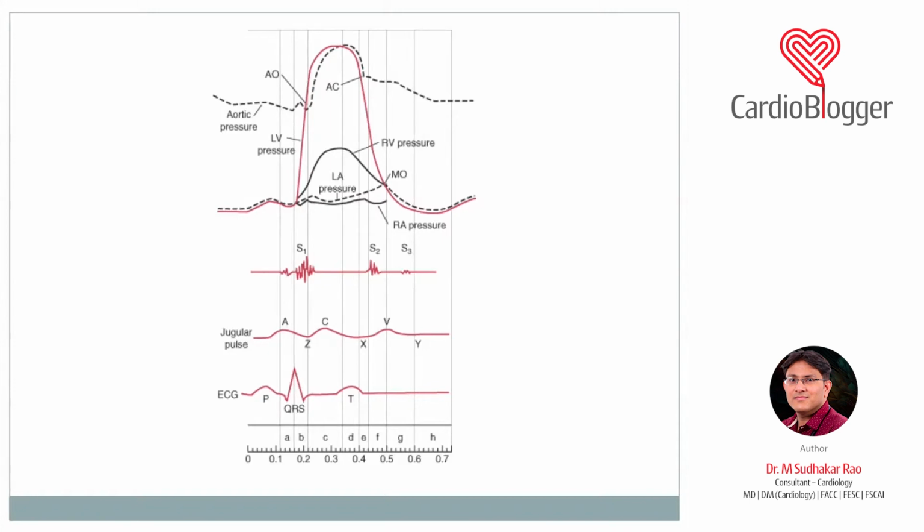We know that the LV systolic pressure is almost the same as the aortic systolic pressure in a normal person, whereas for the LV, we don't have an LV diastolic pressure. We have something known as LV end diastolic pressure, which is normally 8 to 10 millimeters of mercury. So in cases of LV dysfunction, severe aortic stenosis and aortic regurgitation, the LV end diastolic pressure rises.